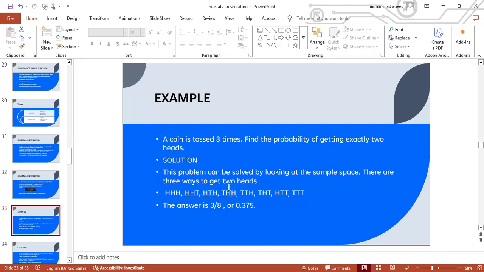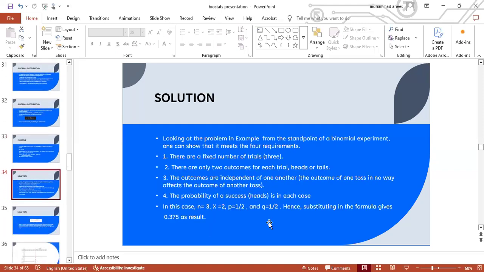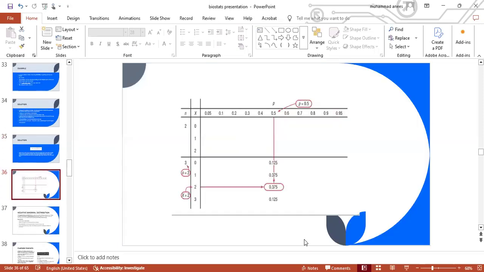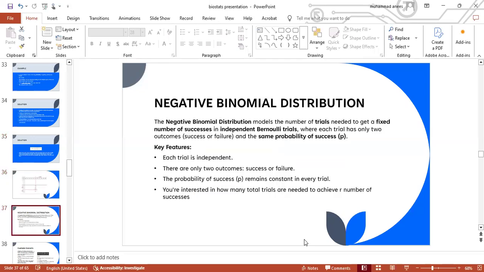Similarly, head, tail, head, and so on for the remaining combinations. So these are the events that can occur. So we have to find the 3 times when 2 heads can come: 1, 2, 3. So the answer is 3 by 8, or converted into decimals, 0.375. We can also use the formula given above, and putting in the values, we get the answer of 0.375, which is the same as that obtained using the sample space. So this is another way of presenting the answer.